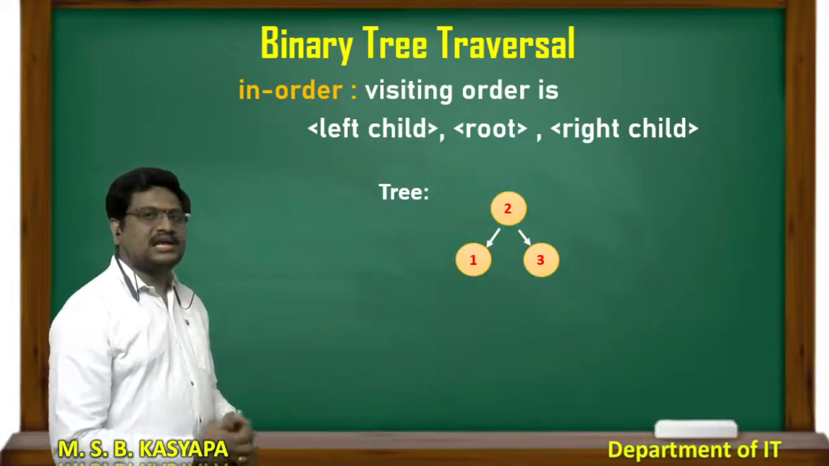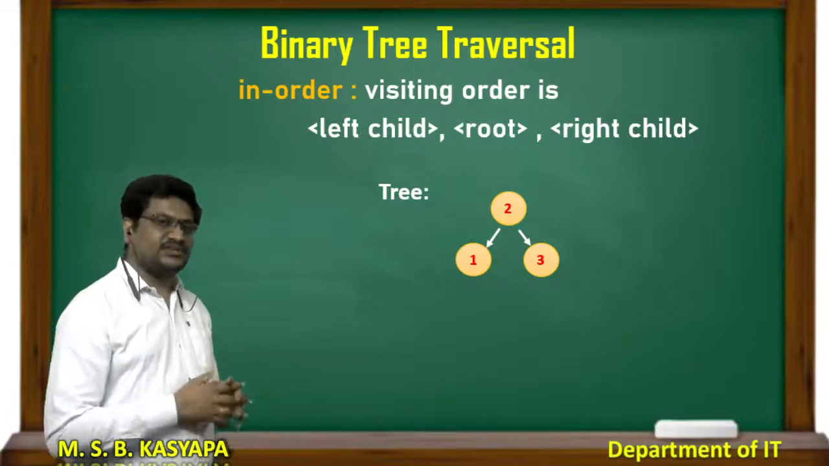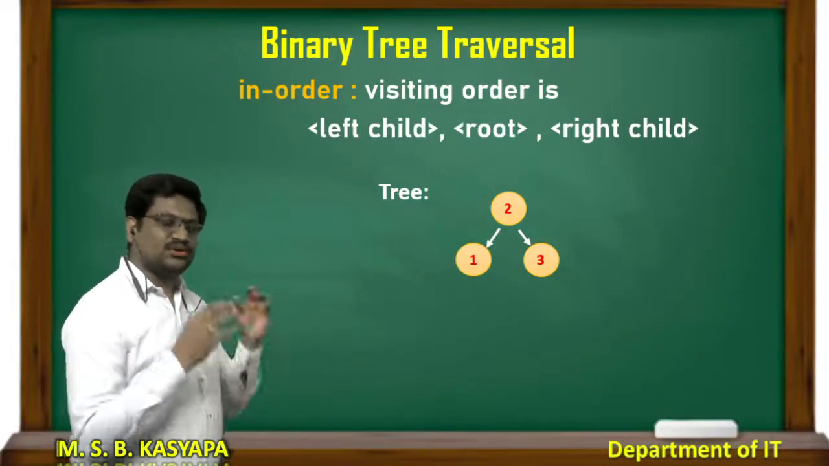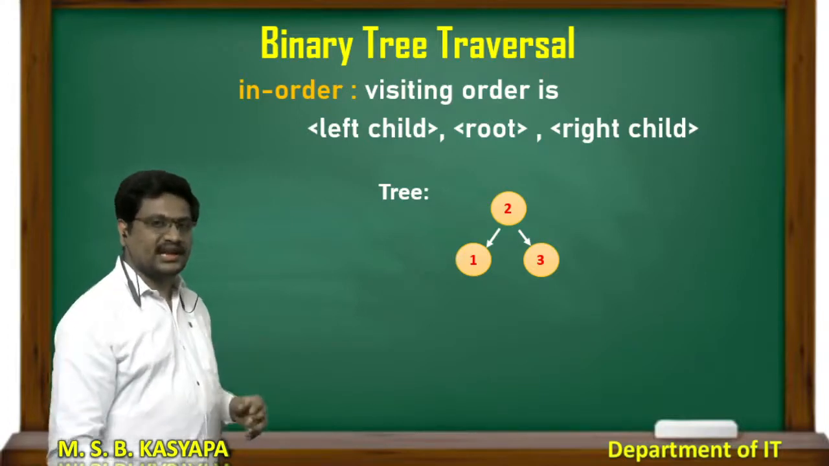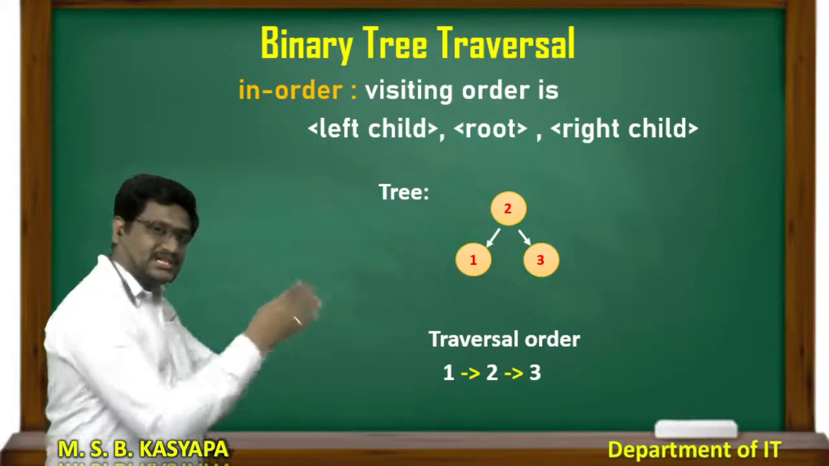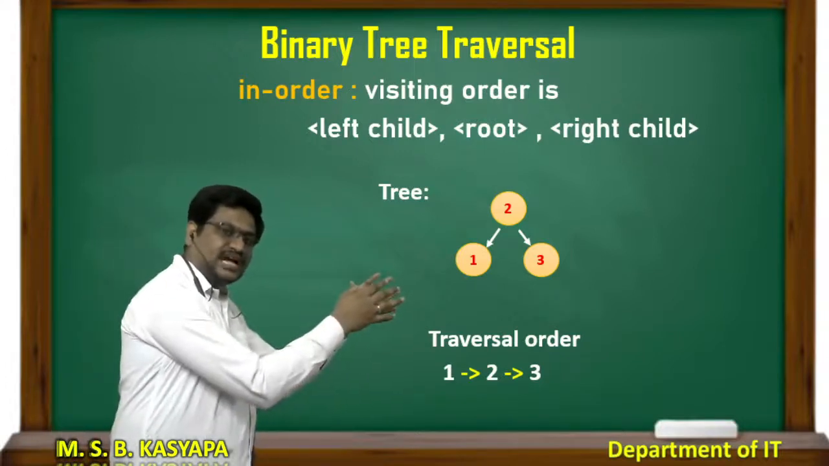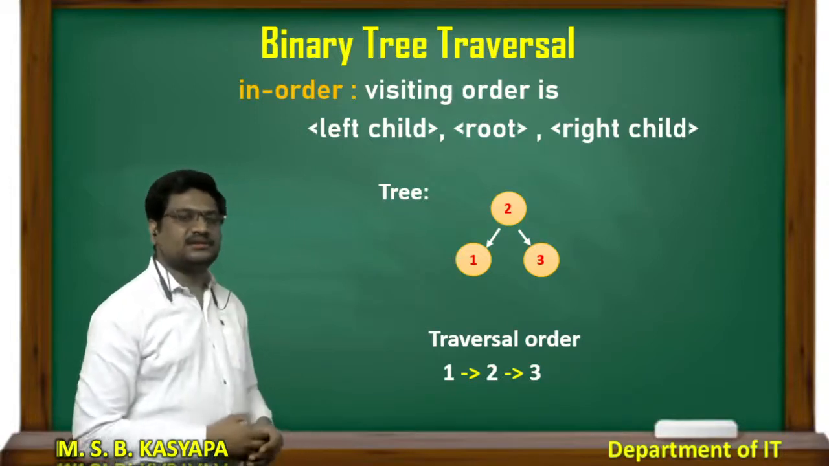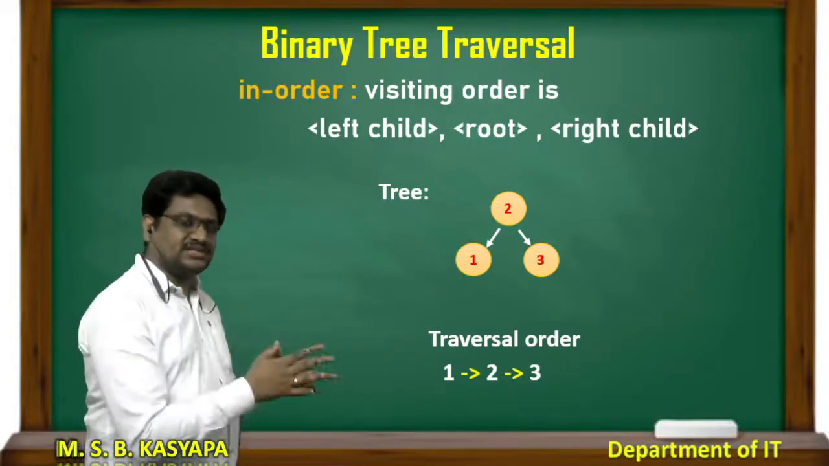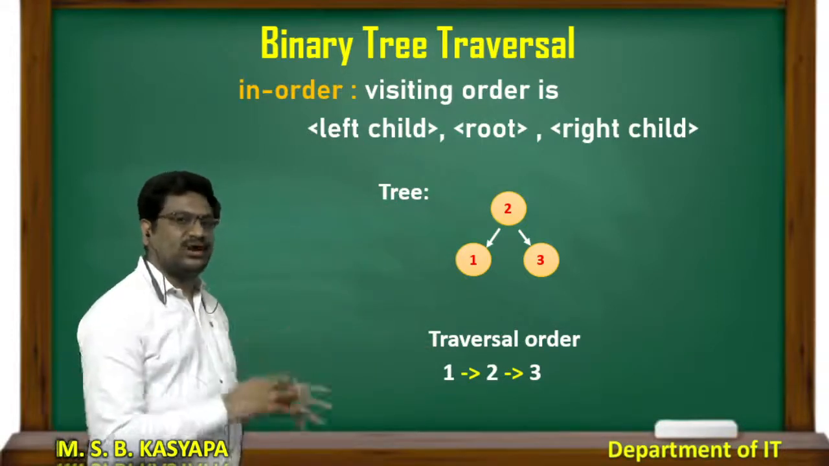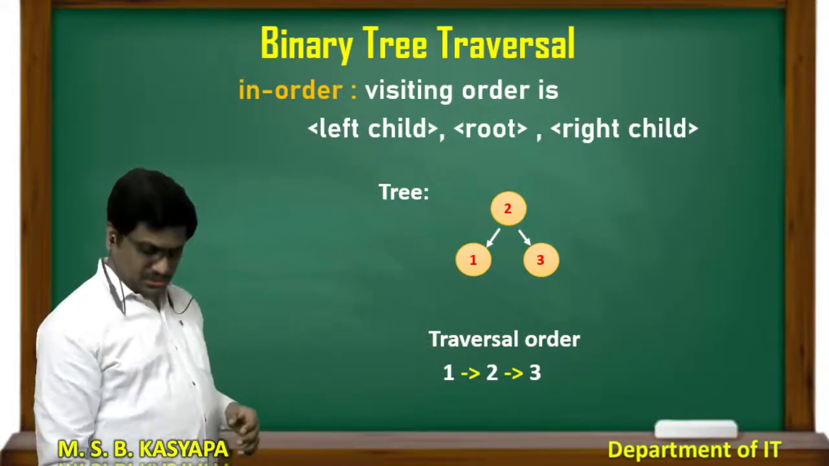Okay, so let's do some process. Suppose in my tree structure, 2 is the root node, 1 is the left child, and 3 is the right child. Then my traversal is 1, 2, 3. First, why? Because first I have to visit the left child. So first I have visited 1, then I have to move to the root, then I will visit the right child. So 1, 2, 3.